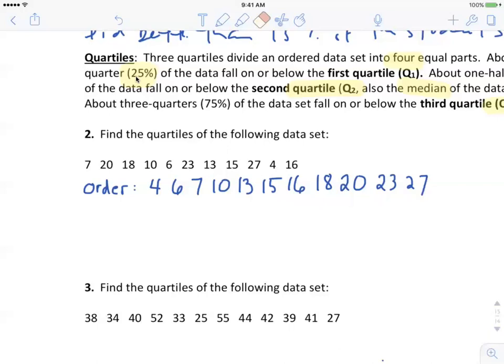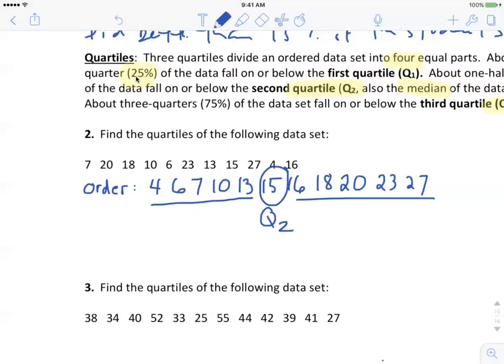Now we're going to find the quartiles. The first one you want to find is Q2, because that's the median. You already know how to find the median. It's the middle number. Here we have 11 numbers, so there is a middle one. The first 5, the last 5, 15 is right in the middle. So 15 is the median because there are 5 numbers to the left and 5 numbers to the right. That's Q2.